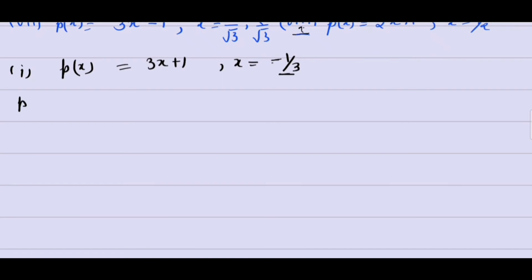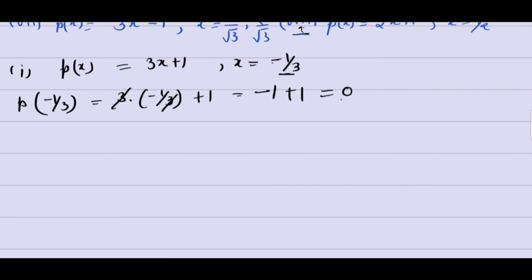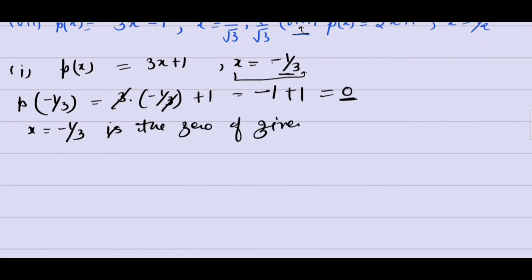So let's put this value. Let's see what will happen after putting this value here. So 3 into minus 1 by 3 plus 1. So see, this 3 will get cancelled with this. I will be left with minus 1 plus 1. So I'm getting 0. So after putting this value, x is equal to minus 1 by 3, I'm getting p of minus 1 by 3 equals 0. It means that x is equal to minus 1 by 3 is the 0 of the given polynomial. So let's take now the third question.